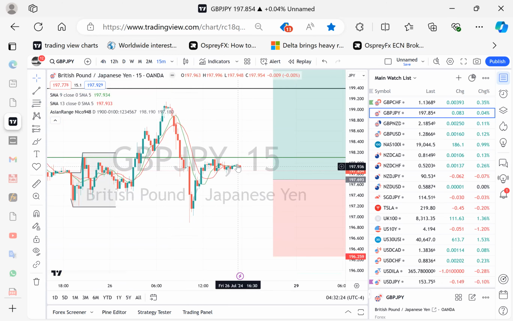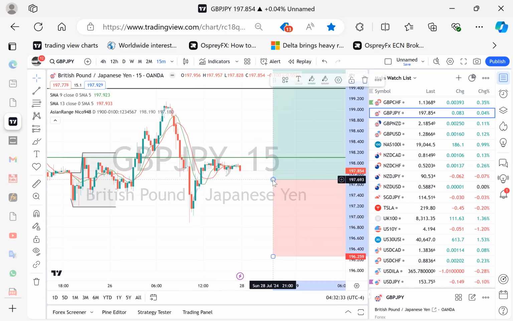Now, on this 15-minute, I clearly see a bearish order block, which tells me price is going to push down. I clearly see an imbalance in this range. So this is probably where I can expect for the trade to pick me up, right in this range.